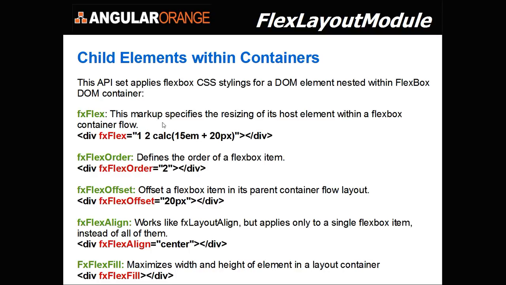Okay, so you could specify the resizing of its host element within the Flexbox container just by saying fxFlex equals to how you want it to display. And then you could have the order. You could define the order to be the second element in the second Flexbox item. You could have an offset of a Flexbox item in a parent container flow layout. And like I said, you try this in the first element. This appears to work. In the second element, it doesn't appear to work, and then you resize the browser, and all of a sudden it works.